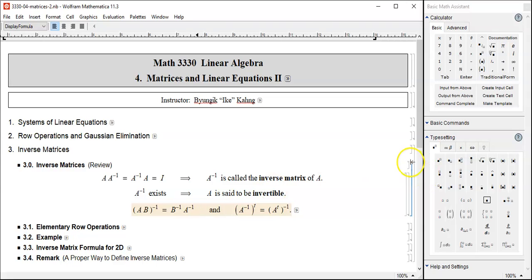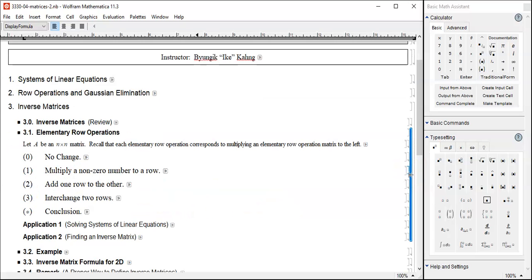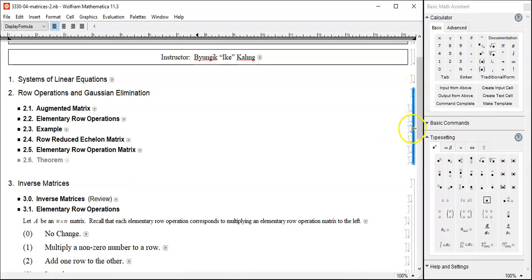Okay, so much for the review, and let's go to the next topic, elementary row operations. To a certain degree, this is a review too, because we talked about elementary operations in a previous section of this notebook. But that was first for an application on solving a system of linear equations. This time we're going to come back and discuss that from a little bit more theoretical point of view.